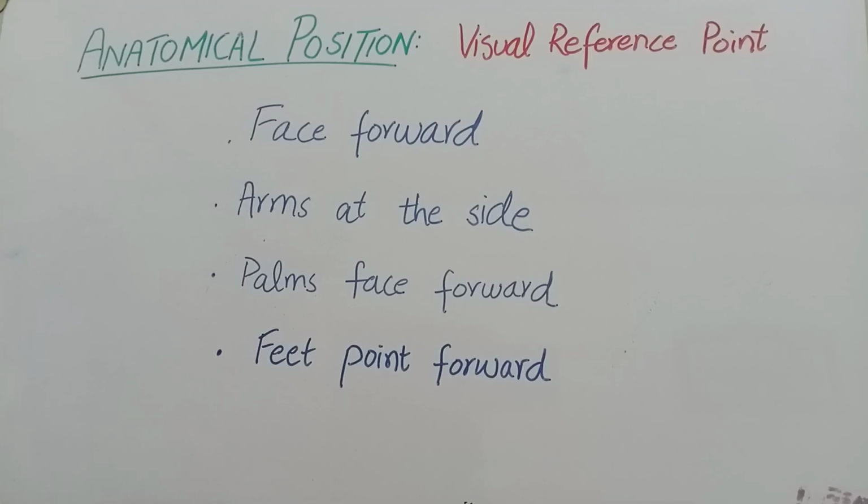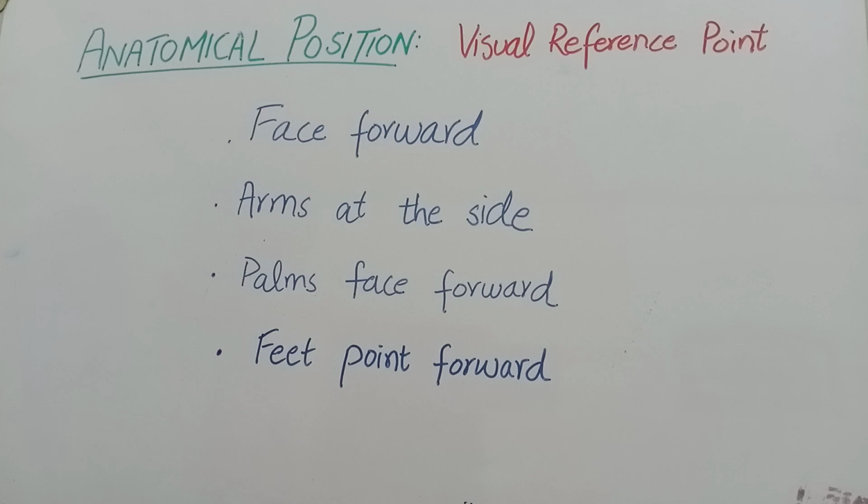The anatomical position is a common visual reference point, which means it is used to serve the purpose of reference during the further study. If we want to study the anatomical directional terms, we need to know the reference, for which purpose we need to know the anatomical position. So what is an anatomical position?